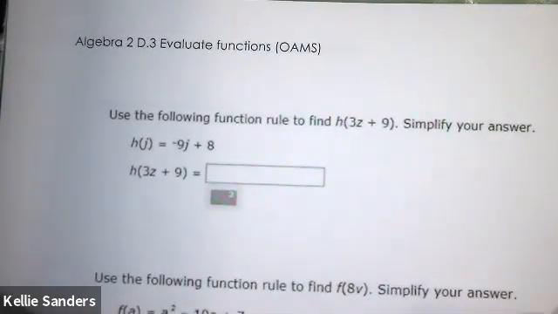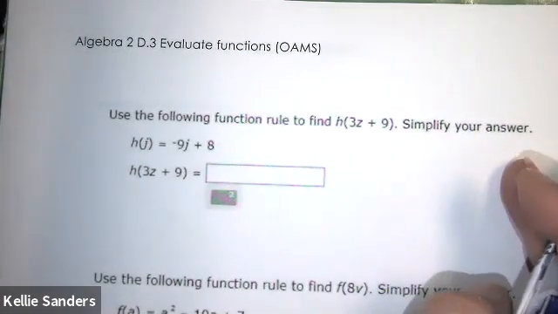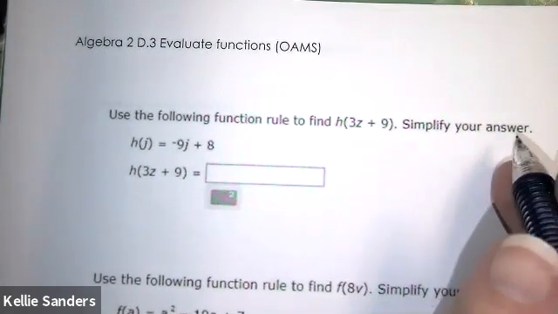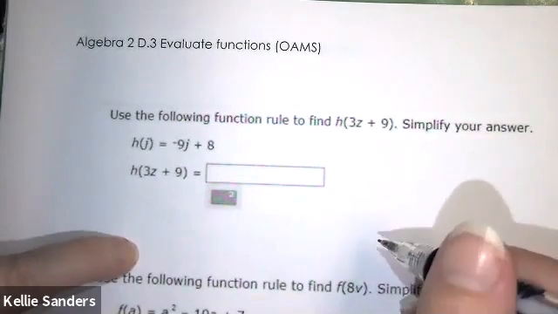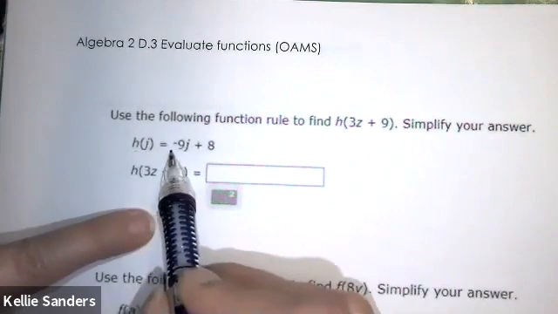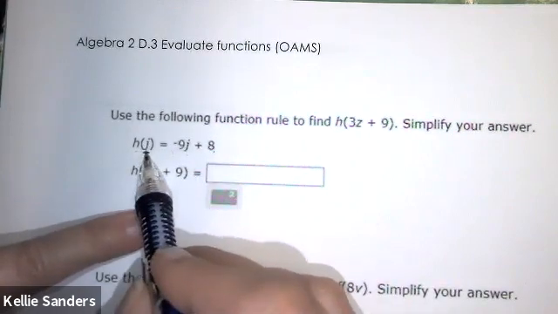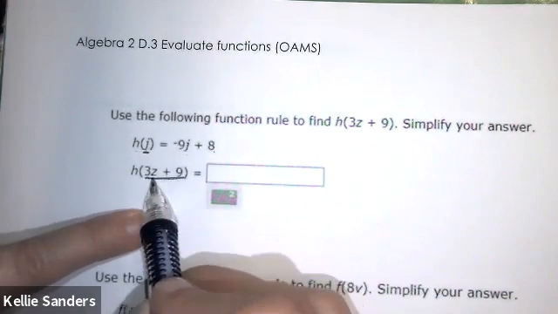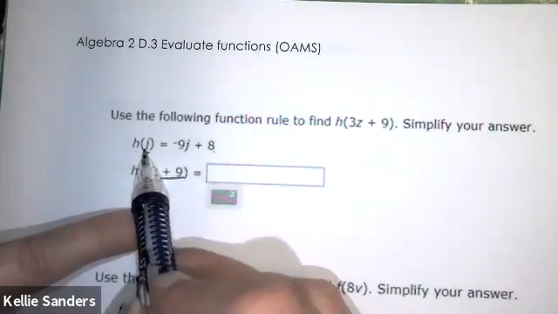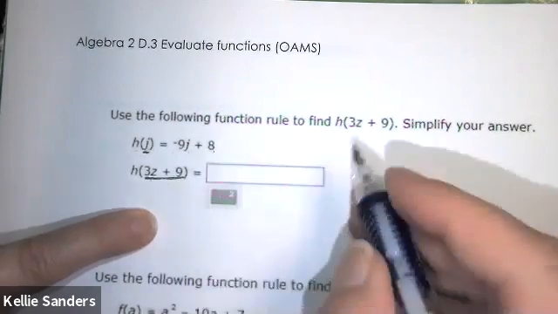Okay. So all of those are very, very doable. This is when you got to be very careful, okay? This is pronounced h of j equals -9j plus 8. What's replacing j? Well, whatever this says is replacing j. So 3z plus 9 is replacing j. So everywhere there's a j, we're going to put 3z plus 9 instead.